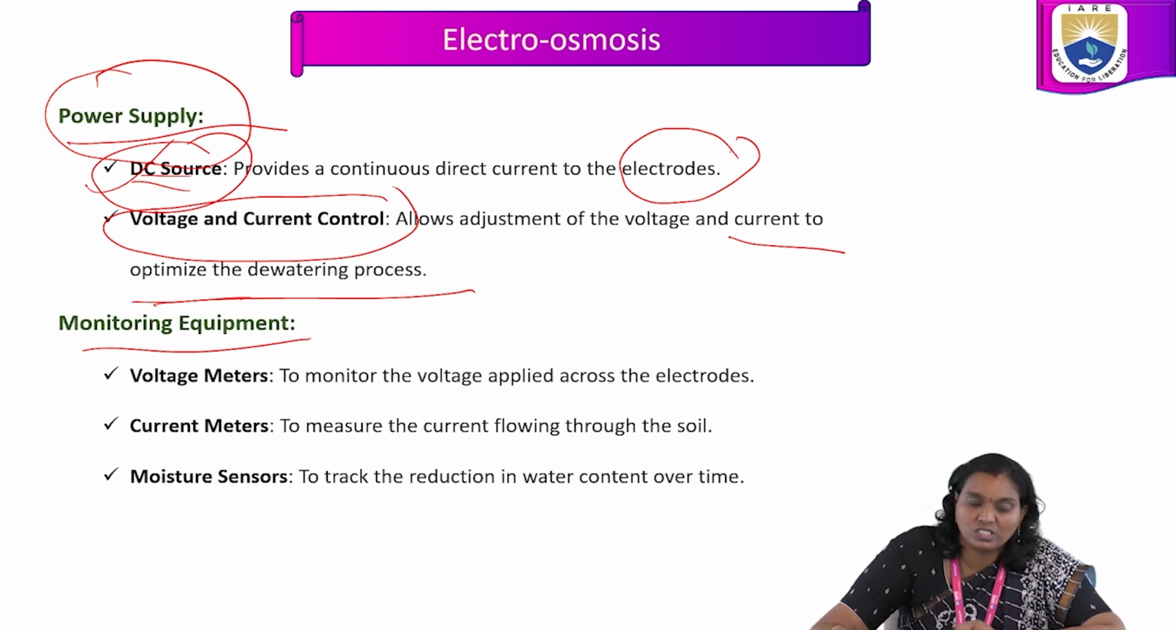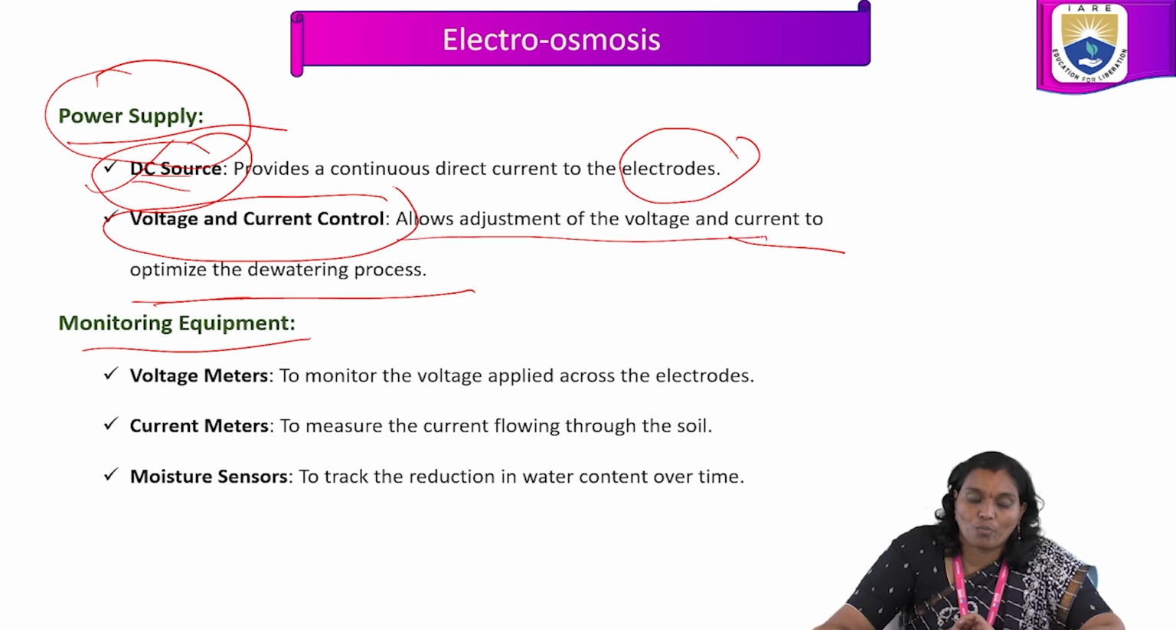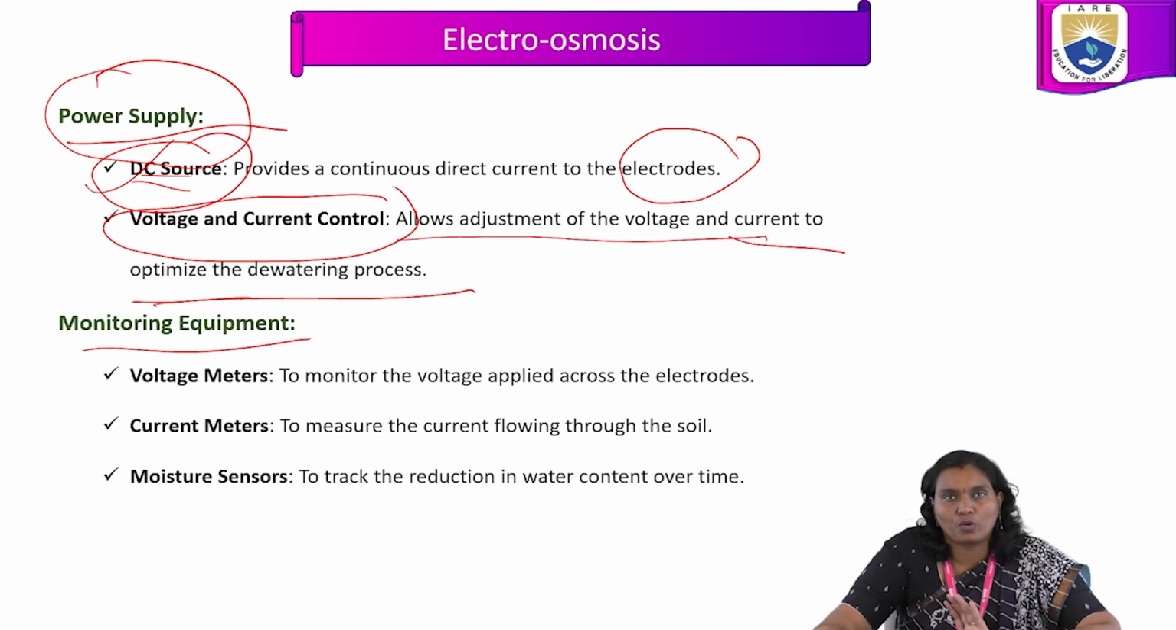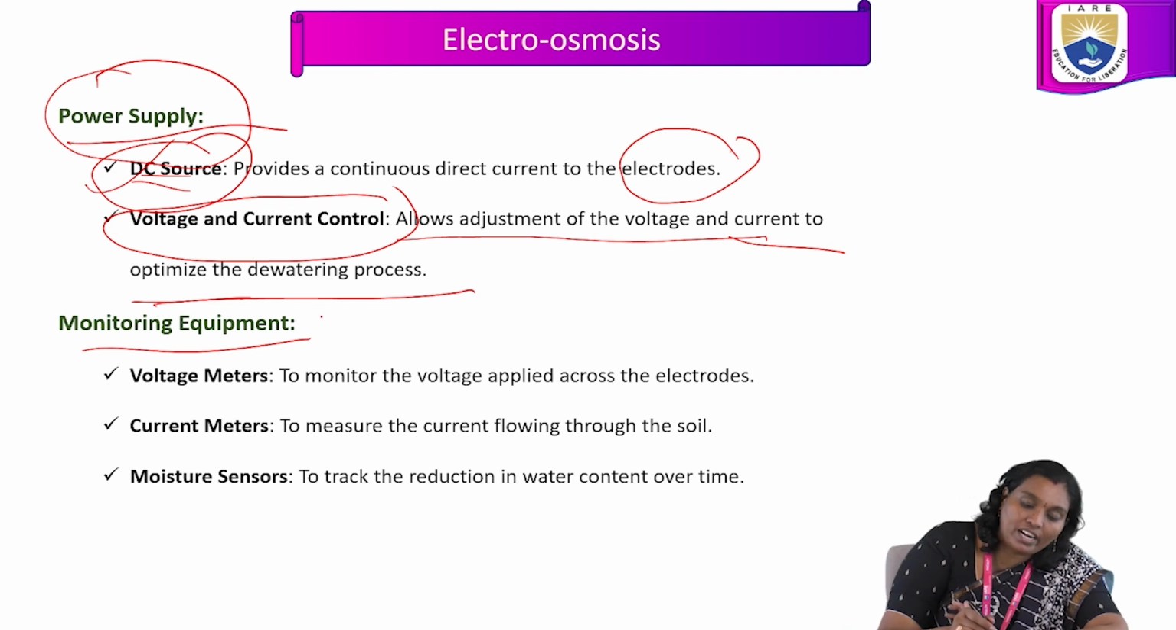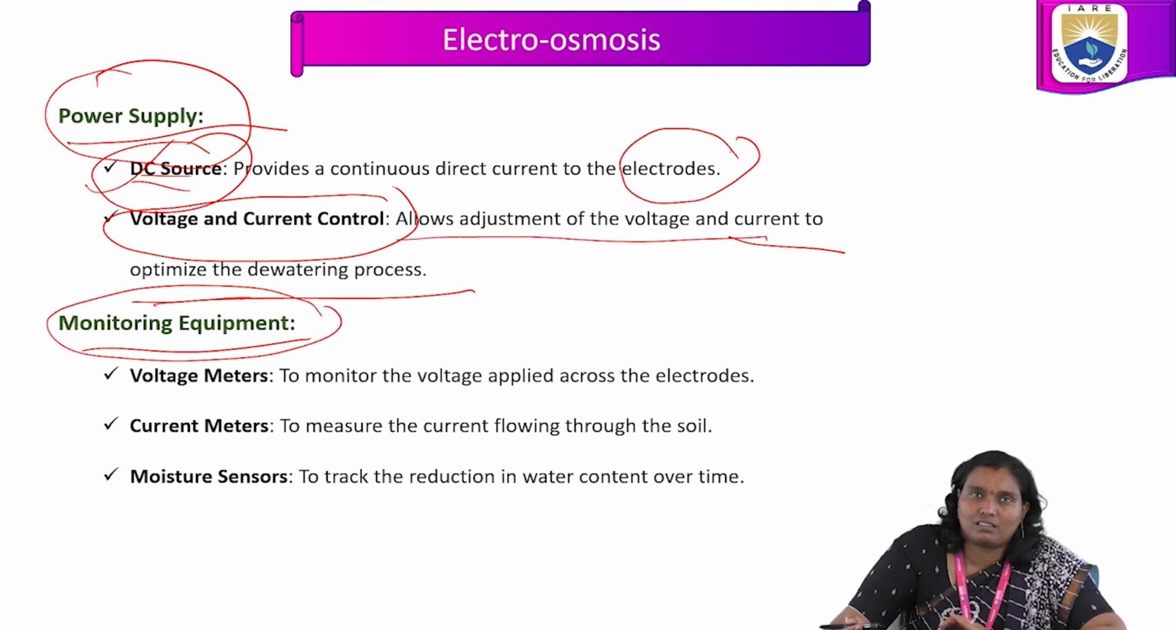In electroosmosis, the power supply is considered one of the components. It is a DC source providing continuous direct current to the electrodes, and the voltage and current control allows adjustments of the voltage and current to optimize the dewatering process. And the next one is monitoring equipment. This is also one of the important components.